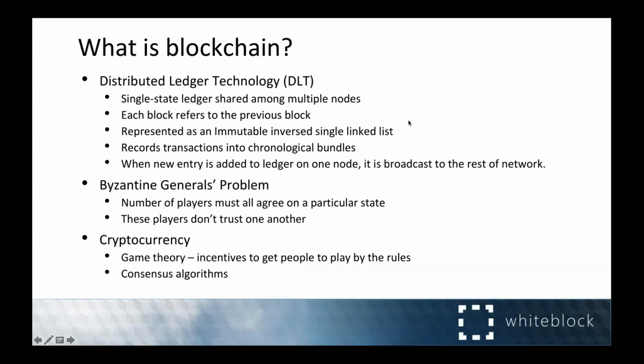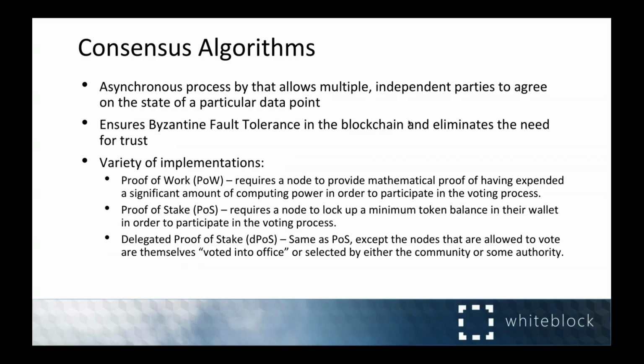Let's move on. Consensus algorithms are an asynchronous process that allows multiple independent parties to agree on the state of a particular data point. That ensures Byzantine fault tolerance in the blockchain network and eliminates the need for trust. There's a variety of implementations. There's proof of work, traditionally found in Bitcoin. That requires the node to provide mathematical proof of having expended a significant amount of computing power in order to participate in the voting process. And that's the process of validating those transactions and voting on whether a block is accurate or not.